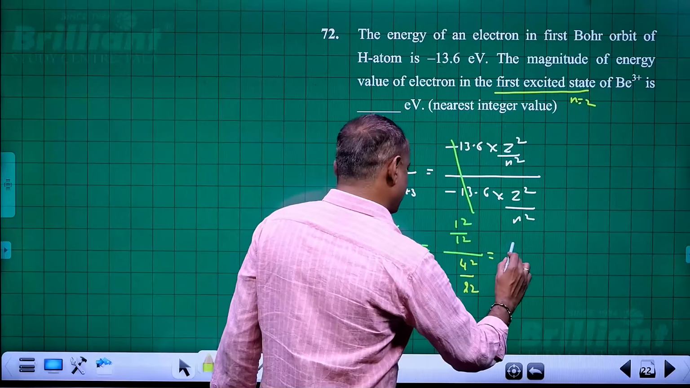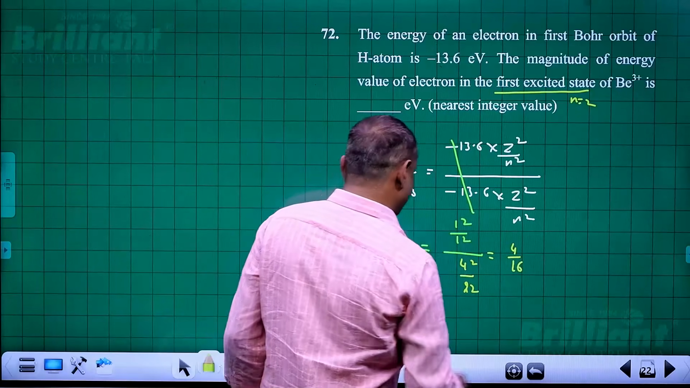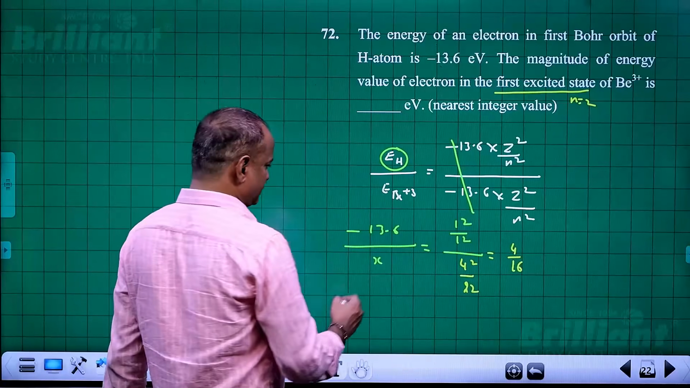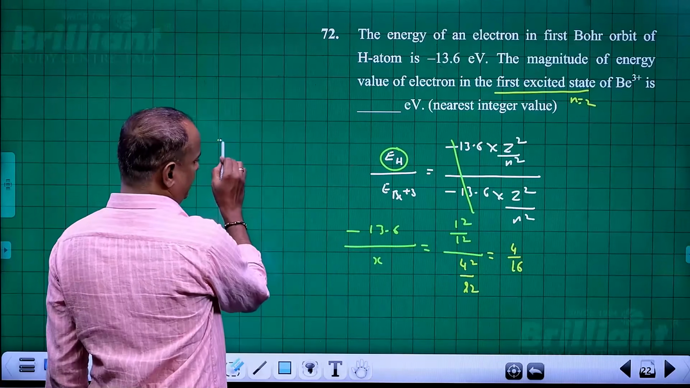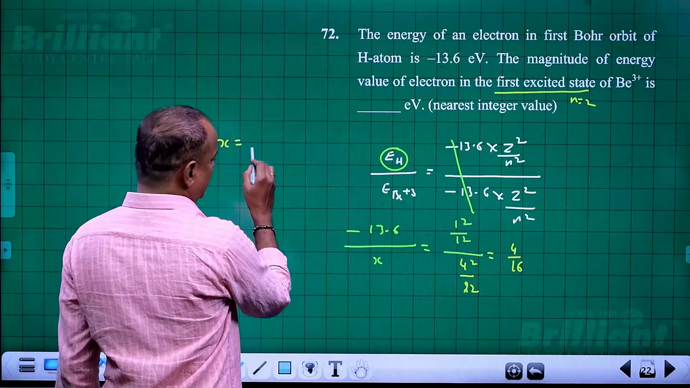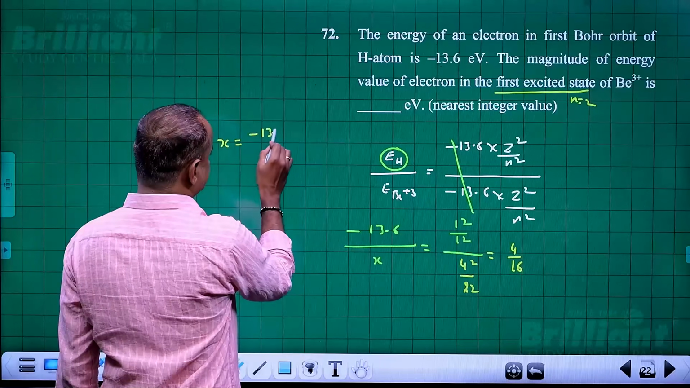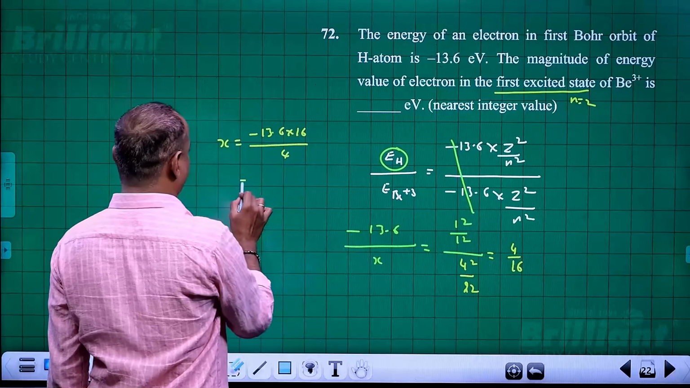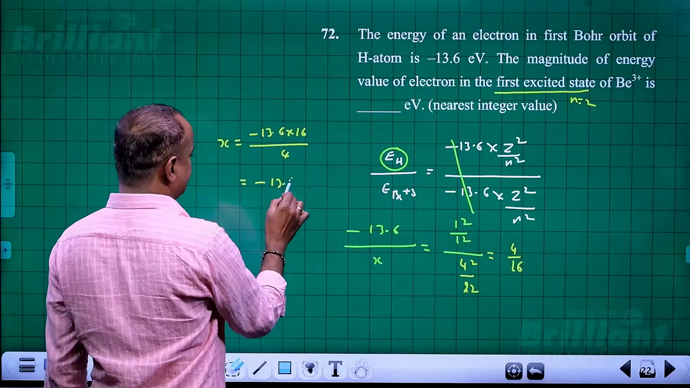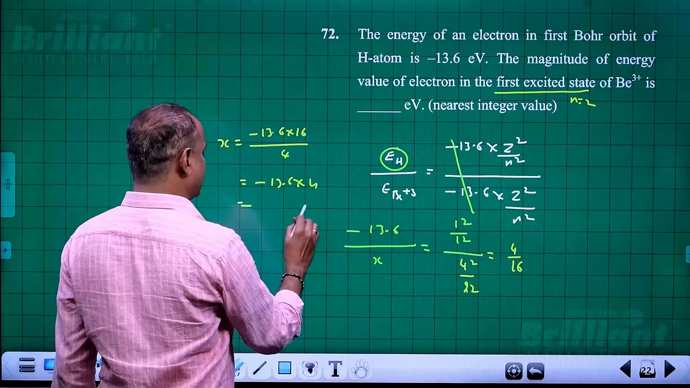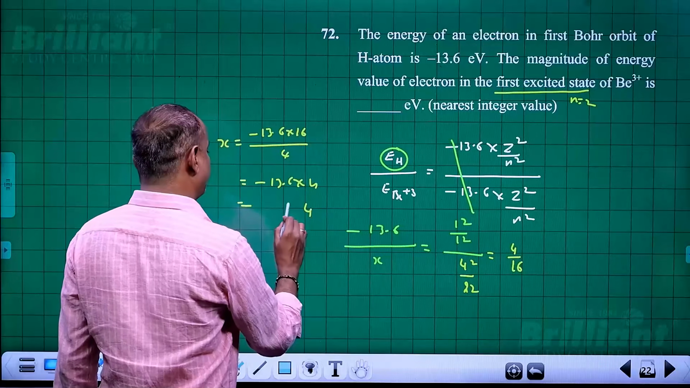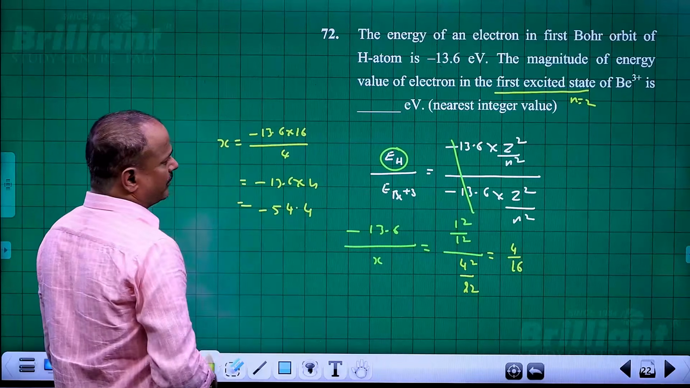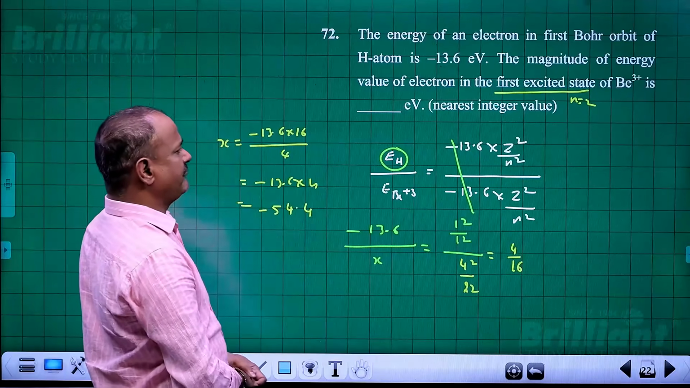Okay, 4 by 16. X is equal to 13.6 into 16 by 4. 13.6 into 4 is 54.4. Take 54.